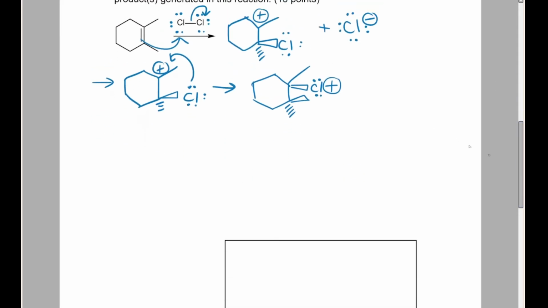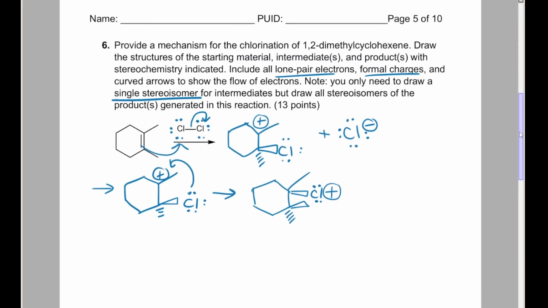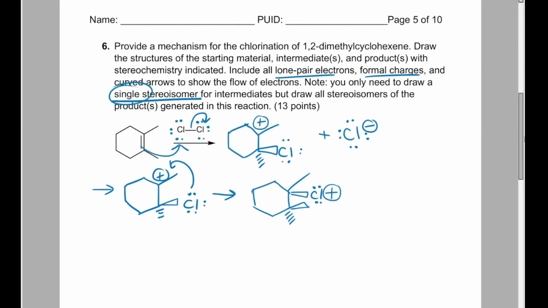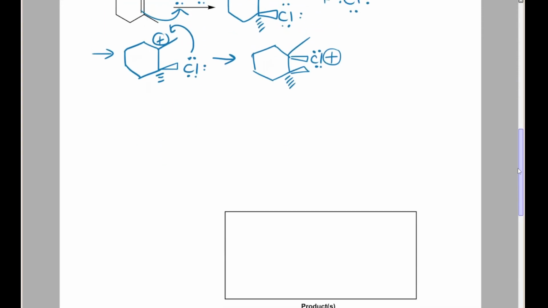But we have to keep in mind that this negatively charged chlorine atom can either attack from this side or from this side, from the top or the bottom, to break one of these wedged bonds, because both this carbon and this carbon are equally substituted. So there's no preference for either one of them. So we will have two products that are a racemic mixture in the end. And I'm going to just draw out both of these mechanisms so that it's easier to see. But the problem says that you don't have to. You only need to draw a single stereoisomer for intermediates, but I'm going to draw it out anyways.